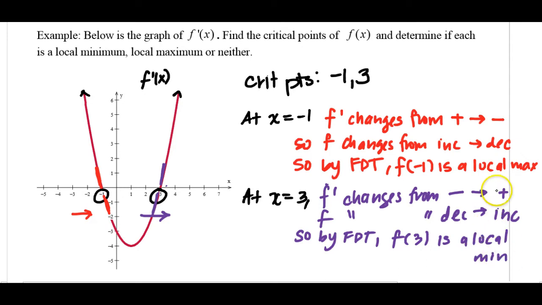So when we're looking at the graph of the derivative and we want to find critical points, we look for the zeros, or the x-intercepts. And then when we're looking for whether or not those critical points are local mins, local maxes, or neither, I need to look for a change from either positive to negative or negative to positive on the graph of the derivative, and then apply the first derivative test rules.